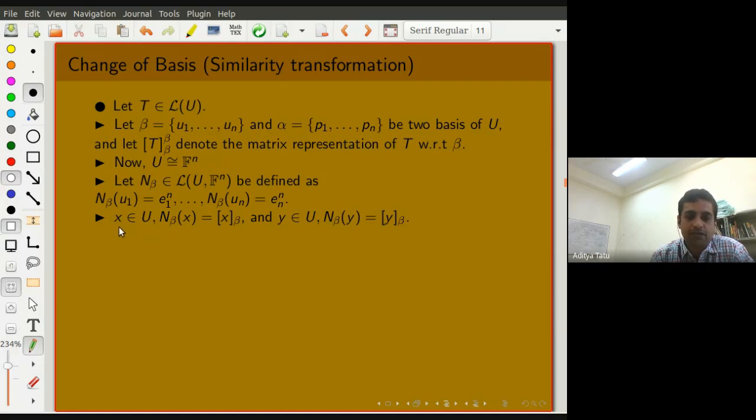Now what is this isomorphism giving? If I take an arbitrary vector x in U, n beta applied to x is going to give me nothing but the representation of that vector x in the basis beta. Agreed? And this of course is going to be a column vector in Fn. Similarly, for any y, n beta y gives y beta, the representation of y in the basis beta. So this is also going to be a vector in Fn.